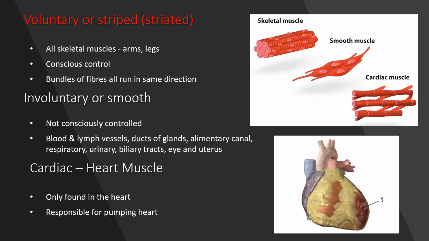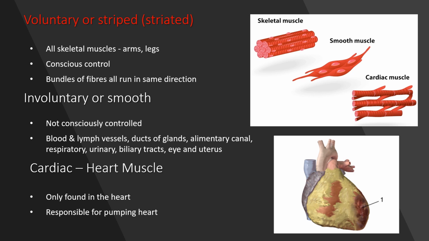Second category is involuntary or smooth muscle. This is not under conscious control. This tends to happen automatically, whether we want it to or not. And thankfully, our urinary tract will work whether we're awake to tell it to or not. The biliary tract is to do with bile coming from the liver to the gallbladder. The blood and the lymphatic vessels contract and pass lymph and blood through them, whether we decide to or not. The ducts of glands, the alimentary canal, which is in the digestive system.